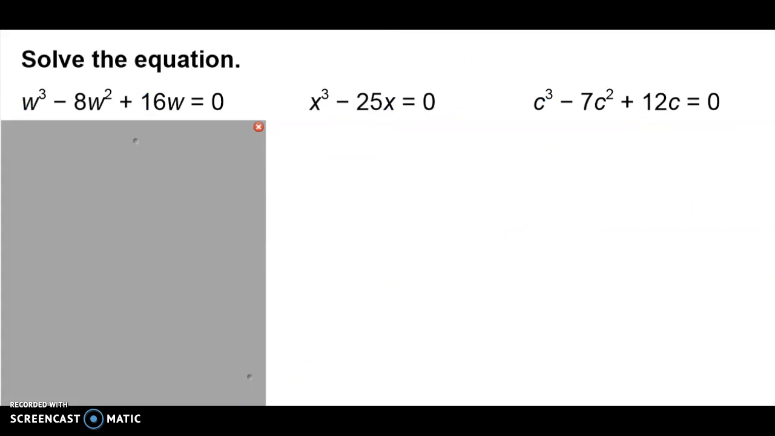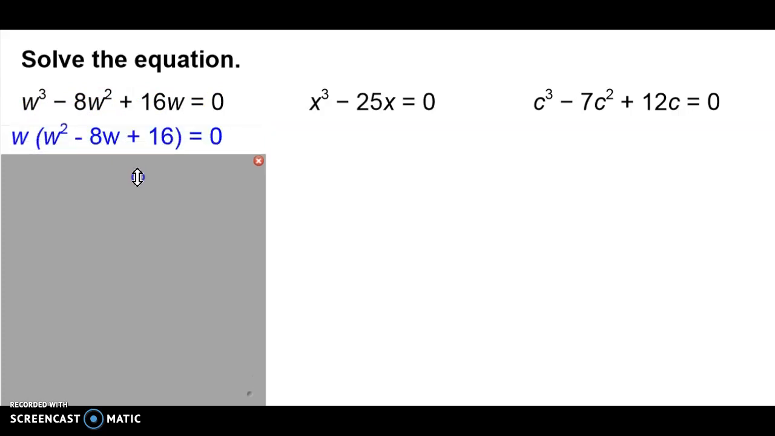Here are more examples on solving polynomial equations. For the first one, think about the GCF. What would it be? Alright, the GCF is w, and dividing each term by w will give us w squared minus 8w plus 16. Now what can you say about this quadratic trinomial? Are you going to use the x method? Or can you think of another way to do it?